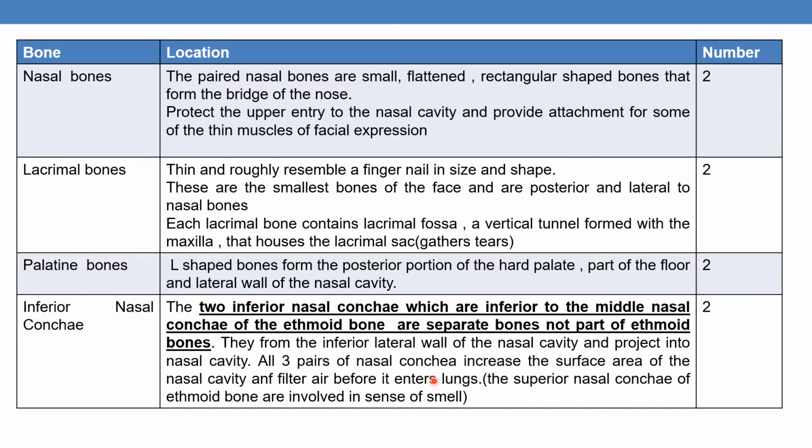All three pairs of nasal conchae, that is superior, middle and inferior, increase the surface area of the nasal cavity and filter air before it enters the lungs. Although, the superior nasal conchae of the ethmoid bone are involved in the sense of smell. They are also two in number. So there are two nasal bones, two lacrimal bones, two palatine bones and two inferior conchae.